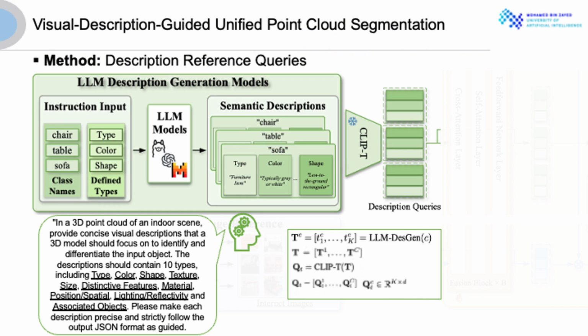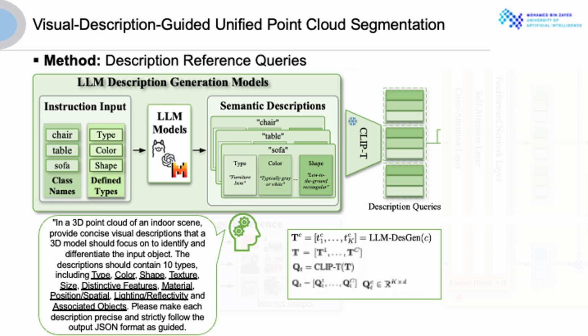Next, to further enrich the semantic information, we introduce LLM-generated descriptive queries. Specifically, we design a language-driven description generator, called LLM Deskin, which produces fine-grained visual semantic descriptions for each category. For example, instead of just labeling something as chair, the LLM provides a more detailed description, including its appearance, material, or usage context. This helps the model better distinguish between visually similar classes.